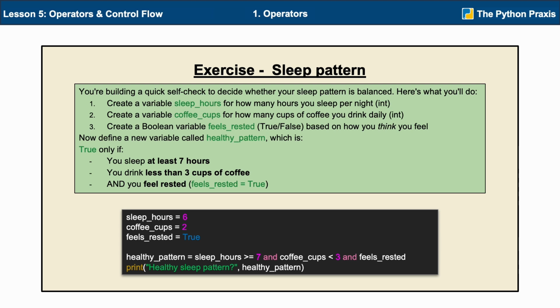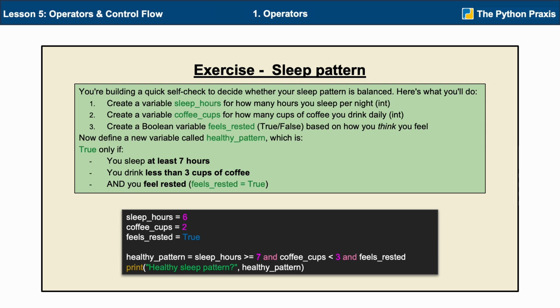In our code now, we assign to variable sleep hours the value of 6, then assign to variable coffee cups the value of 2, and last we assign to Boolean variable feels rested the value true. Then we have the variable called healthy pattern, to which we assign the complex expression sleep hours greater than or equal to 7 and coffee cups less than 3 and feels rested. The result will only be true if all 3 comparisons are true.